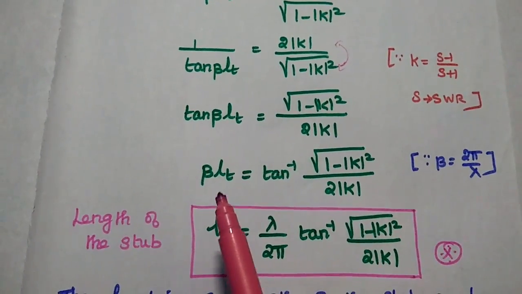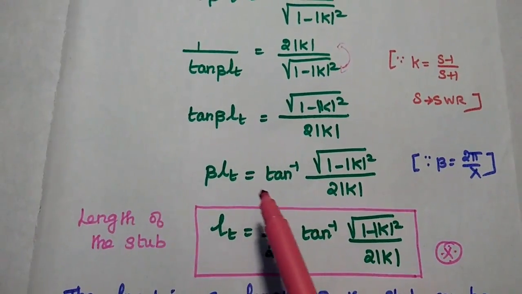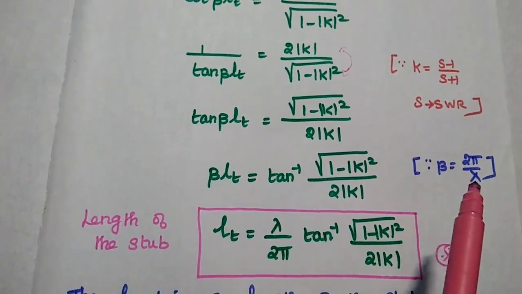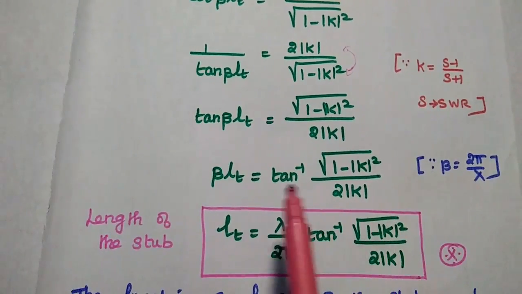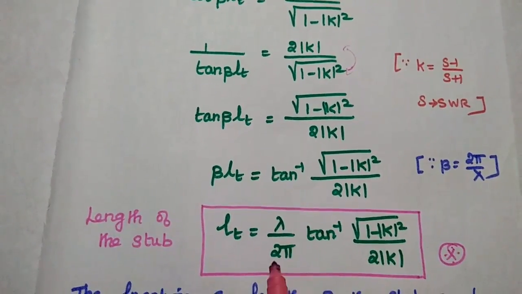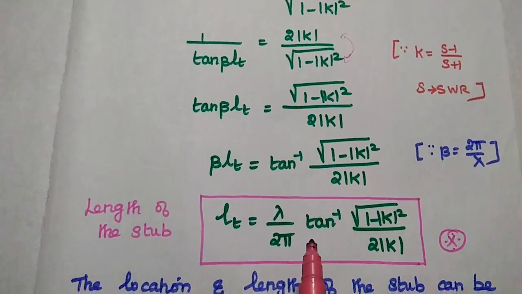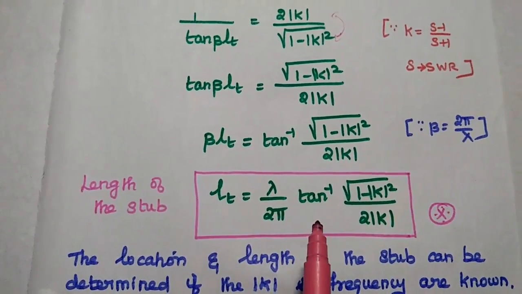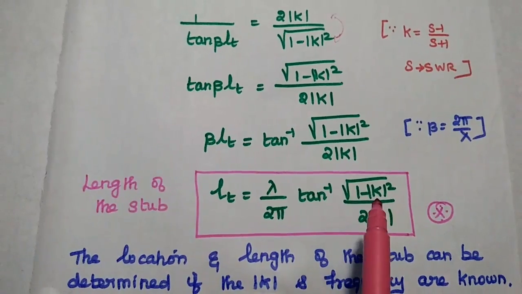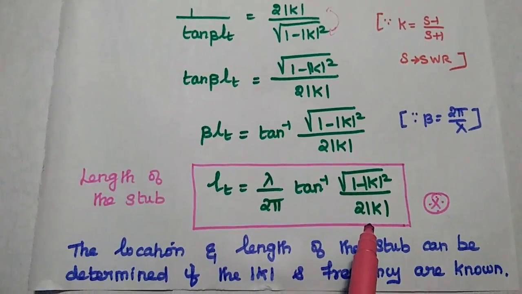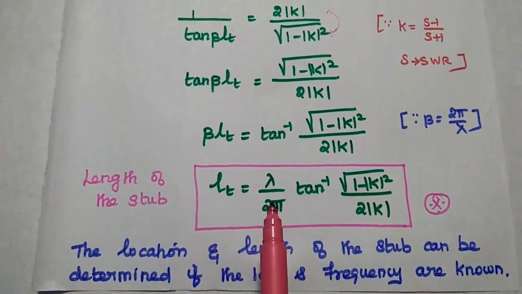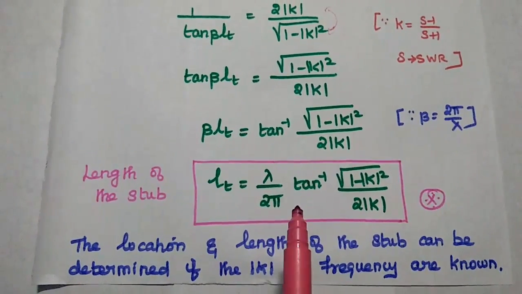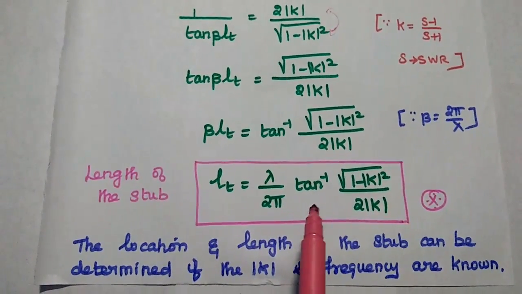Then we can move this beta to this side, that is 1 by beta. As we all know that beta is equal to 2 pi by lambda, we can write 1 by beta as lambda by 2 pi. Then the length of the stub LT is equal to lambda by 2 pi tan inverse of square root of 1 minus k squared by 2k. Okay, do you all understand this formula? This is a very important expression. We are going to find out the length of the stub using this formula.